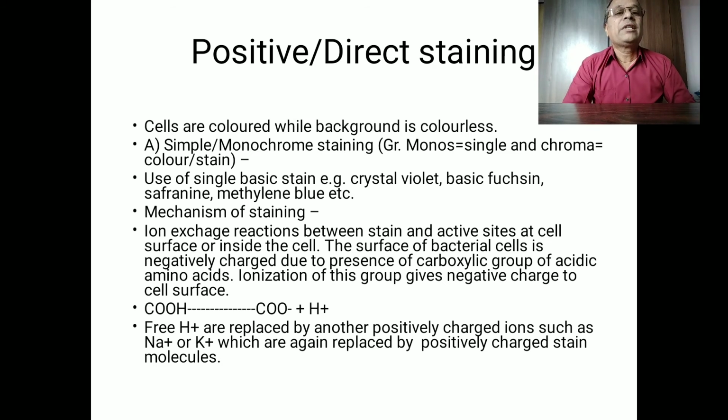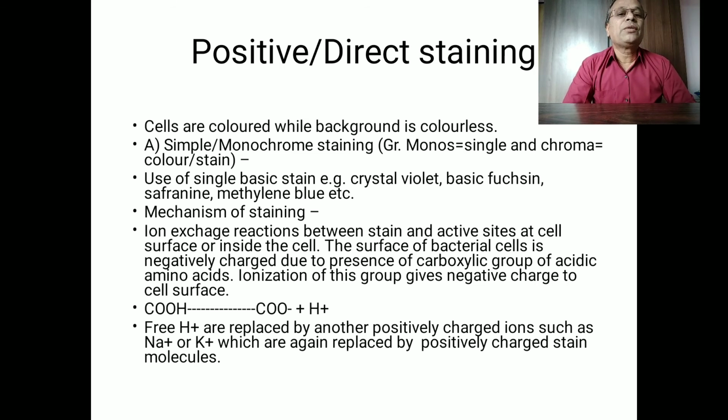So now we will discuss actual positive staining. It is known as direct staining. It is called direct staining because cells are directly stained against a colorless background. So cells are colored and the background is colorless.